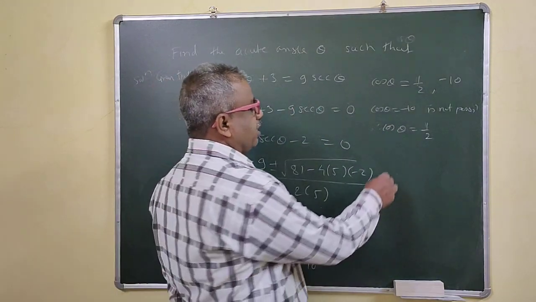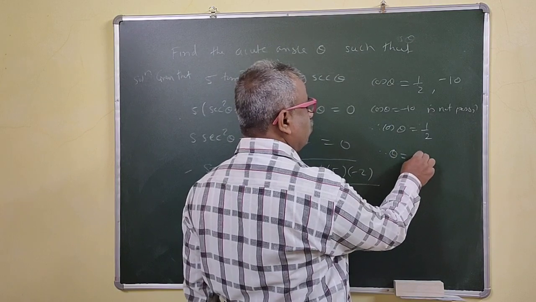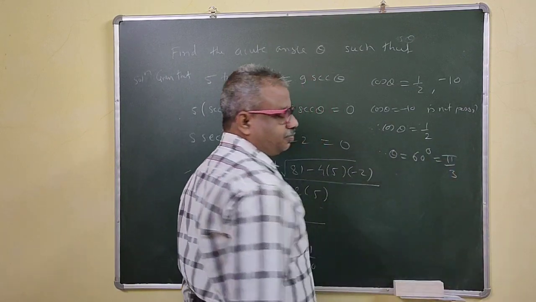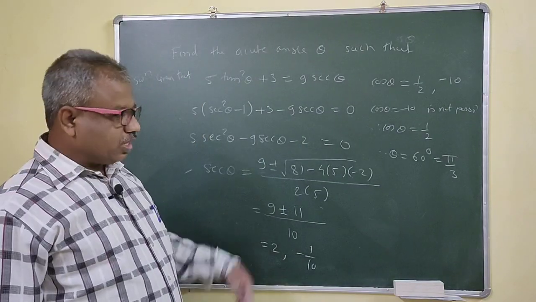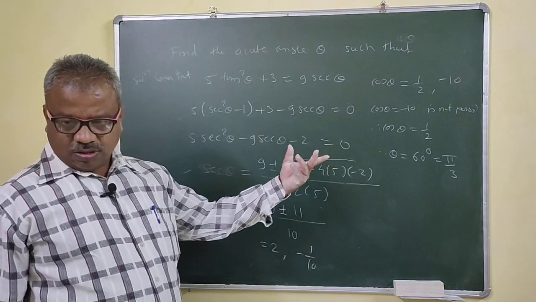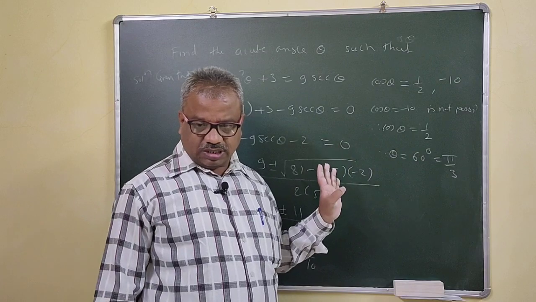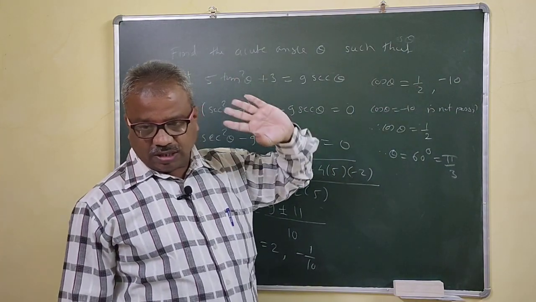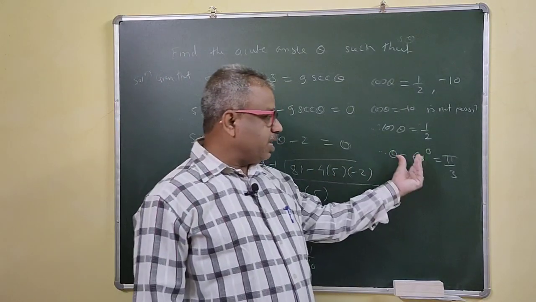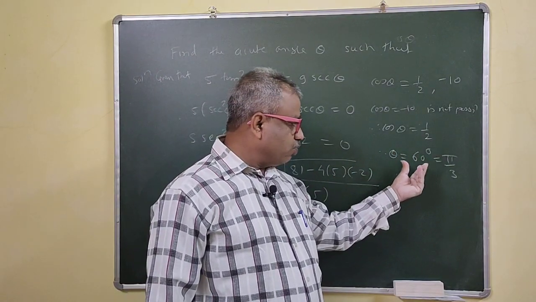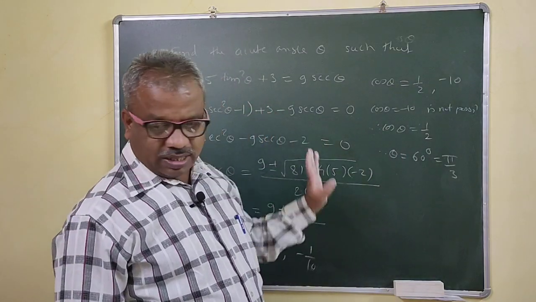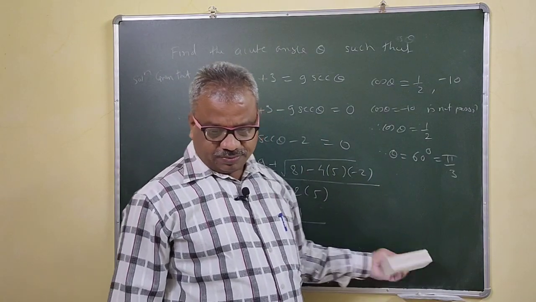So what we will write then? Therefore theta is equal to 60 degrees, or it is better to write pi by 3. If you are not able to write pi by 3, don't worry about it. You may write 60 degree, because the unit is not given, in terms of degree or in terms of radian. You may write both the answers, it doesn't matter.